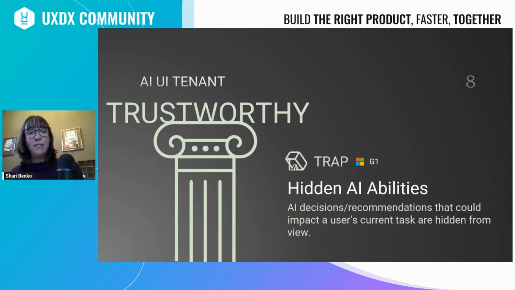The next set of tenants are customary or customized to AI specifically, and this is the concept of trustworthy. I gave a talk back in 2018 on how to design for distrust because I was seeing a general lack of trust in the technology, which was contrary to how I envisioned the technology changing the world for the better. And the EU, in fact, has started to head down the path of regulation, which touches on a lot of these tenants that are in the trustworthy category. And so the trap here is called hidden AI abilities. AI decisions or recommendations that could impact users' current task are hidden from view.